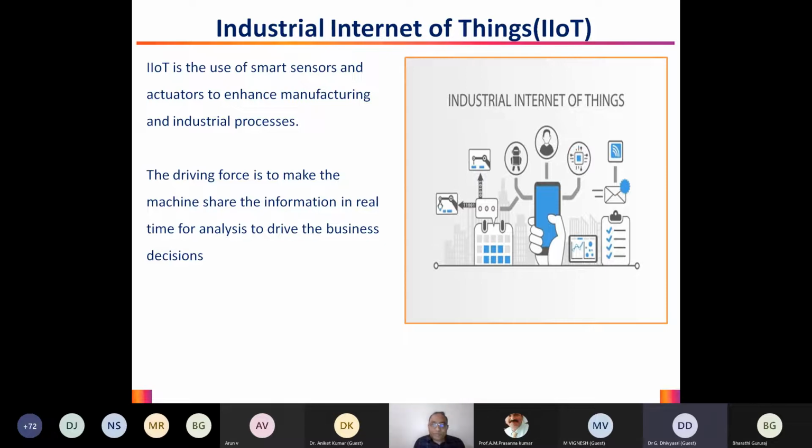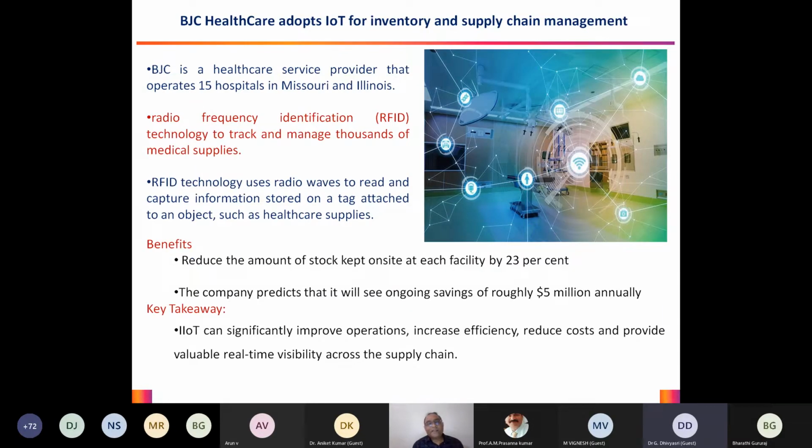So one example where industrial Internet of Things is practically employed is in a healthcare company called BJC Healthcare, which basically manages around 15 hospitals in the USA, right? So they have employed this industrial IoT to manage their inventory and supply chain management, right?